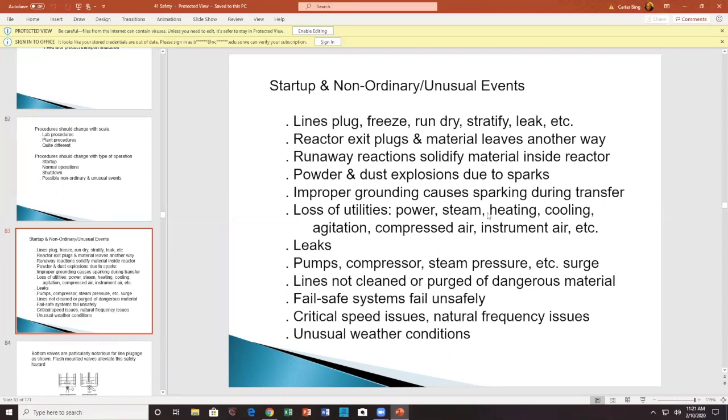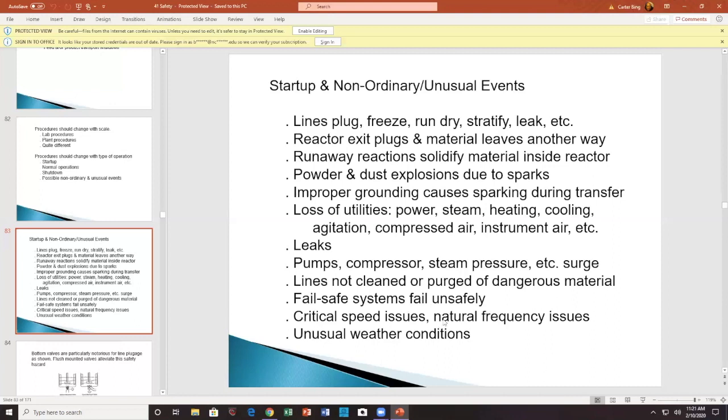Power, steam, heating, cooling, agitation, compressed air, instrument, leaks, pumps, compressor, steam. Did you just lose your mechanical seal on your pump? And how much leakage has occurred? Lines not clean, purged of dangerous material. Hopefully your fail-safe systems work, but it's not uncommon for fail-safe systems to fail unsafely.